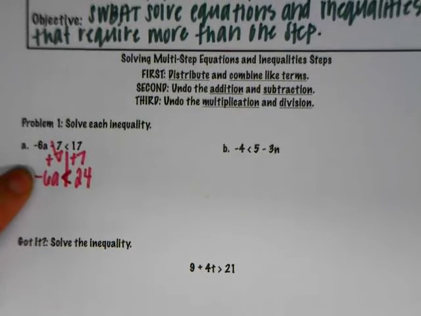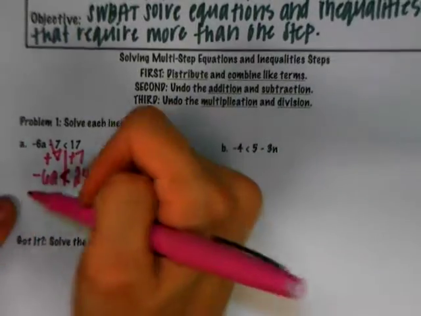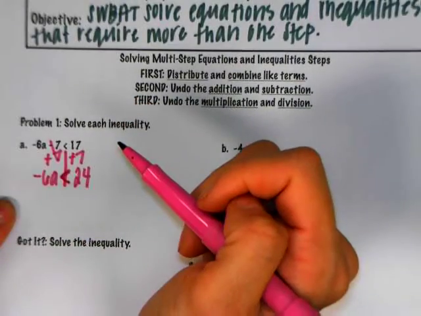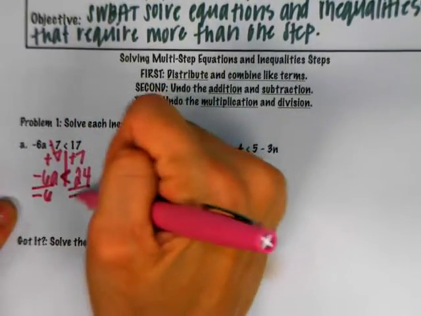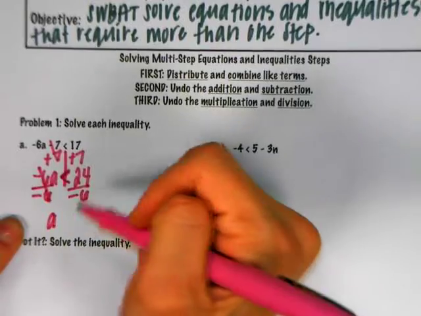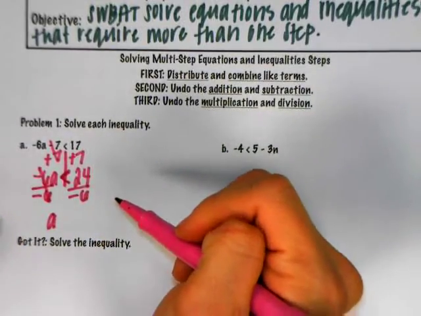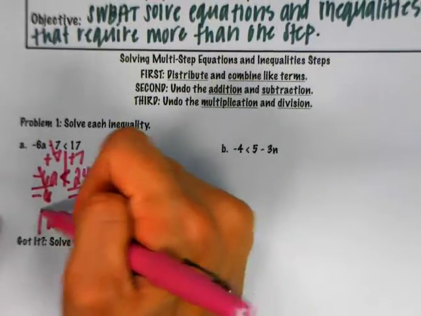Okay, then from there, I need to make this a 1a, and right now it's a negative 6a. So what do I divide negative 6 by to make 1? By negative 6, yep. So that's going to make 1a now. And then does anyone remember that special rule that we learned? Yep, flip the sign because you divided by a negative. So if you multiply or divide by a negative number, you have to flip the sign.